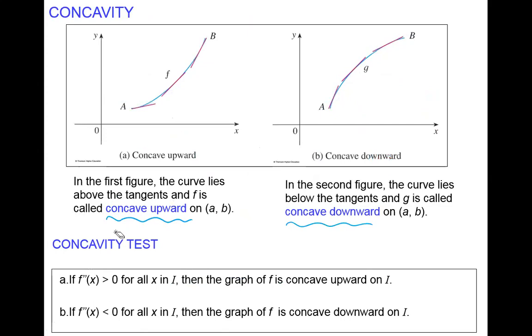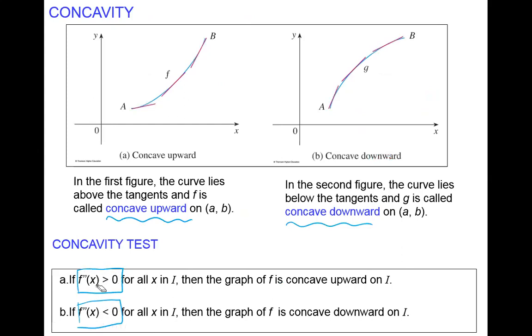But what we call concave up and concave down. And we do have a concavity test. We simply have to check, that's what I did. That's what I'll show you. We have to check the second derivative. The second derivative must be positive or negative. Of course, it's a similar situation to the first derivative.